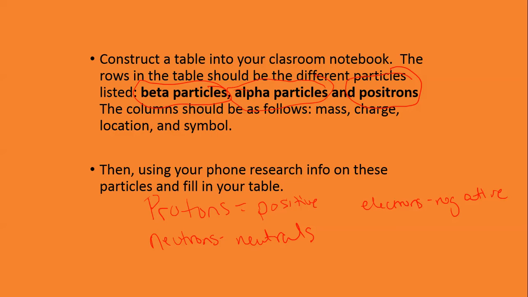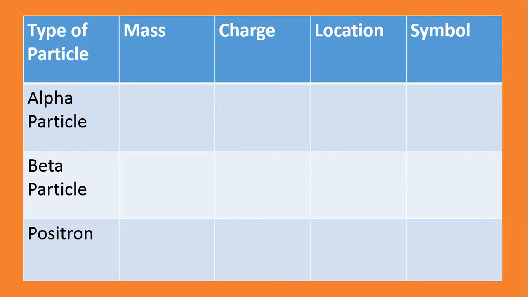If you were to go into a chemistry class in college or an AP chemistry class, you might learn more about some of these other particles. But we're going to focus just on these three. With that being said, the question is, for an alpha particle, beta particle, and positron, what is the mass, charge, location, and symbol? So let's start with mass.